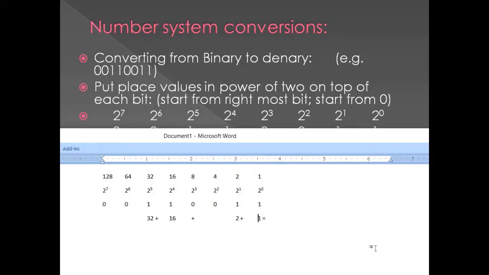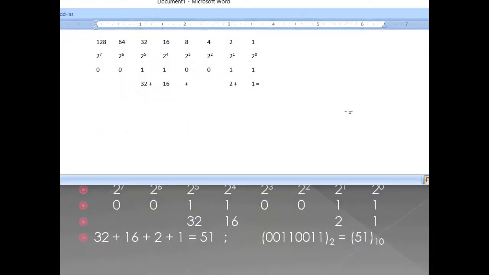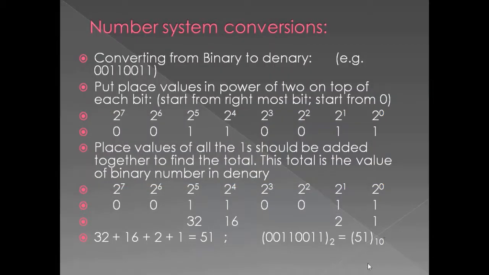Now add together all the numbers which you have just written from the place values or from the powers, and this is going to give you something like 51, and that would be your answer. In order to make your answer more accurate, give it a base of 10 to show that you have converted it to denary, like I have done over here. Okay.